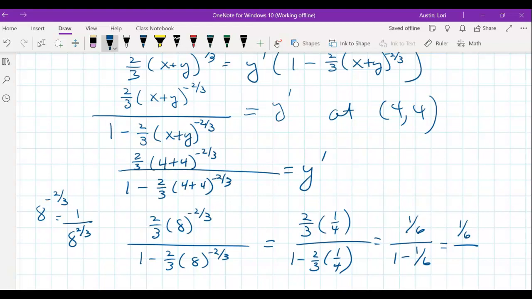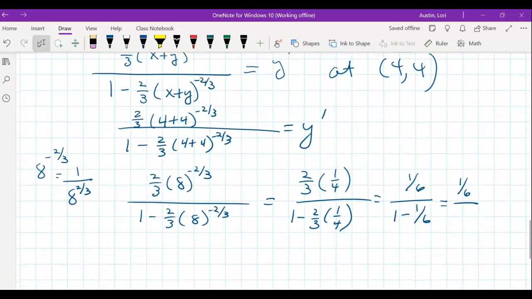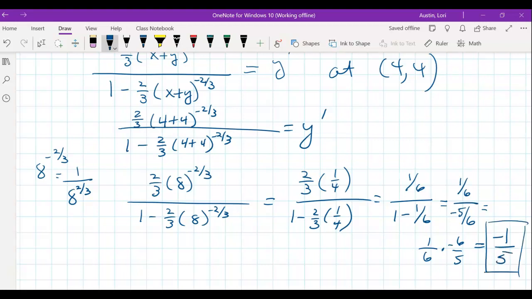I'm just working out fractions in my head, not doing anything special here, right? 1 minus 1/6 is negative 5/6. Oh, that's 1/6 times negative 6/5. The answer is negative 1/5. Done. That's just fraction arithmetic.